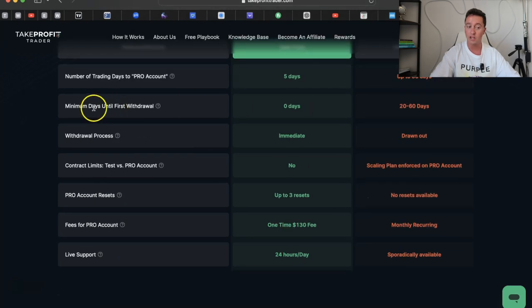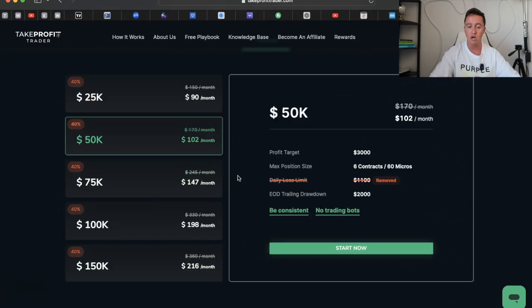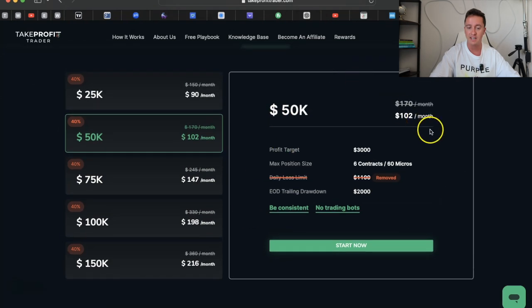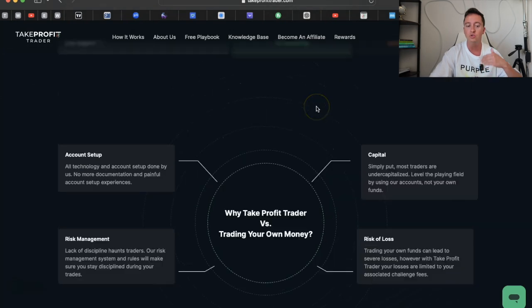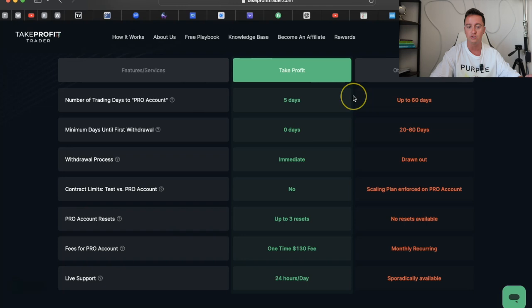The thing that I really like about this is the minimum days until the first withdrawal. Let's say that you go and you pass your 50K account, you'll get a new trading account, new login credentials. You can go and make $5,000 on your 50K account the day that it turns into a pro account and you pass the challenge, and you can do a withdrawal that same day.